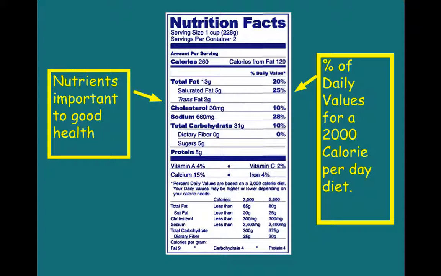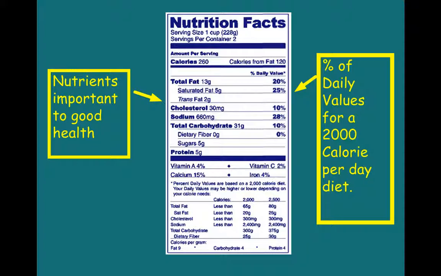And then to the right, they're going to give you the percentage of daily values. Now, what we're all measuring here is the percentage for a 2,000 calorie diet per day. The Food and Drug Administration, or the FDA, has required nutritional labels to have this on there because they want to show that roughly everyone in America eats around 2,000 calories per day.